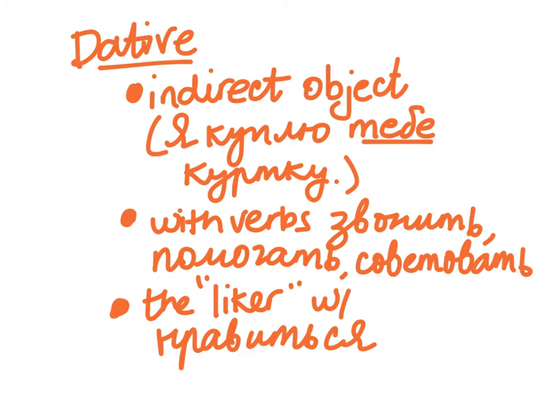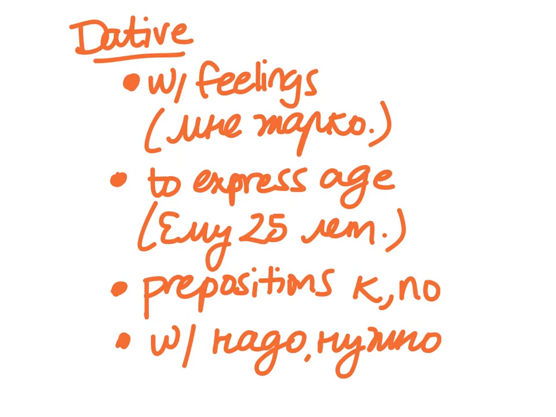It's used with some verbs like купить that also take accusative. Or also some verbs of communication like сказать. He told me the truth. Он мне сказал правду. We use dative with the liker for нравится. Мне нравится этот фильм. We use dative with feelings. Мне жарко, мне холодно, мне хорошо, мне грустно.